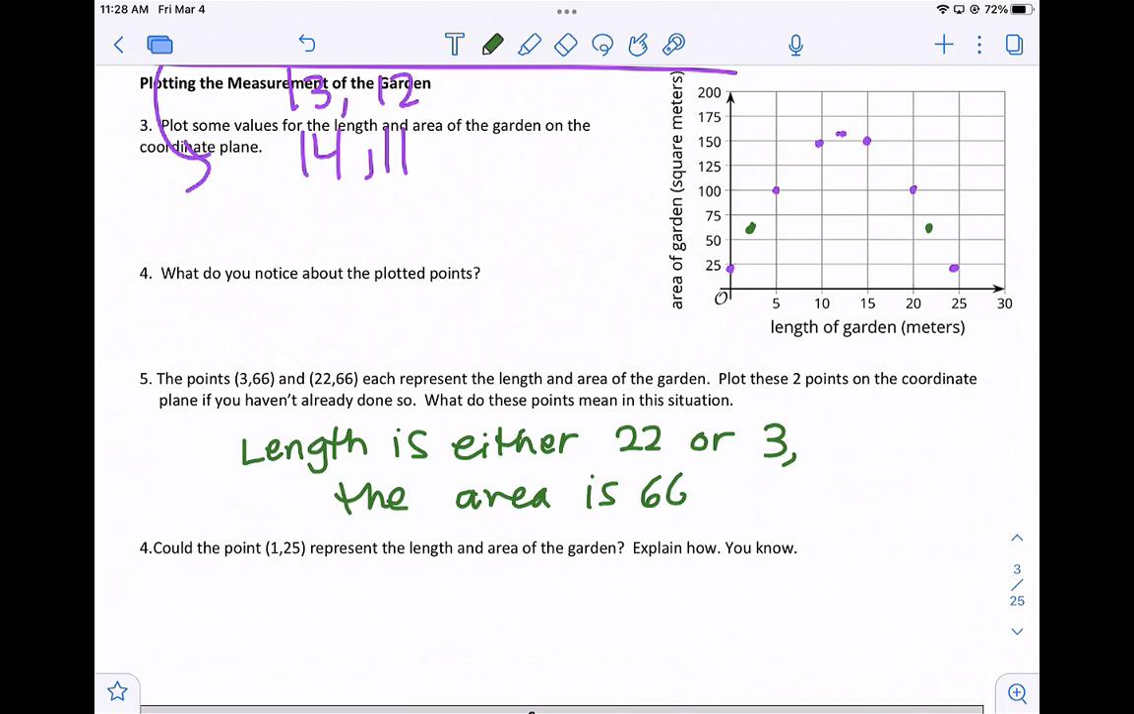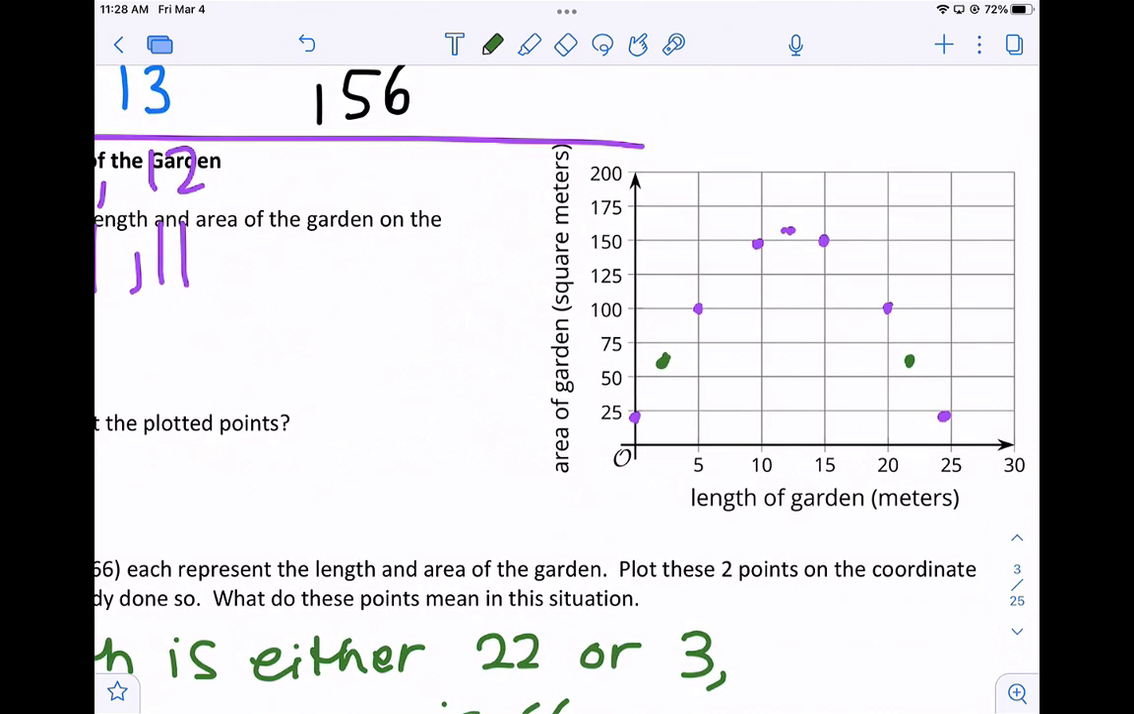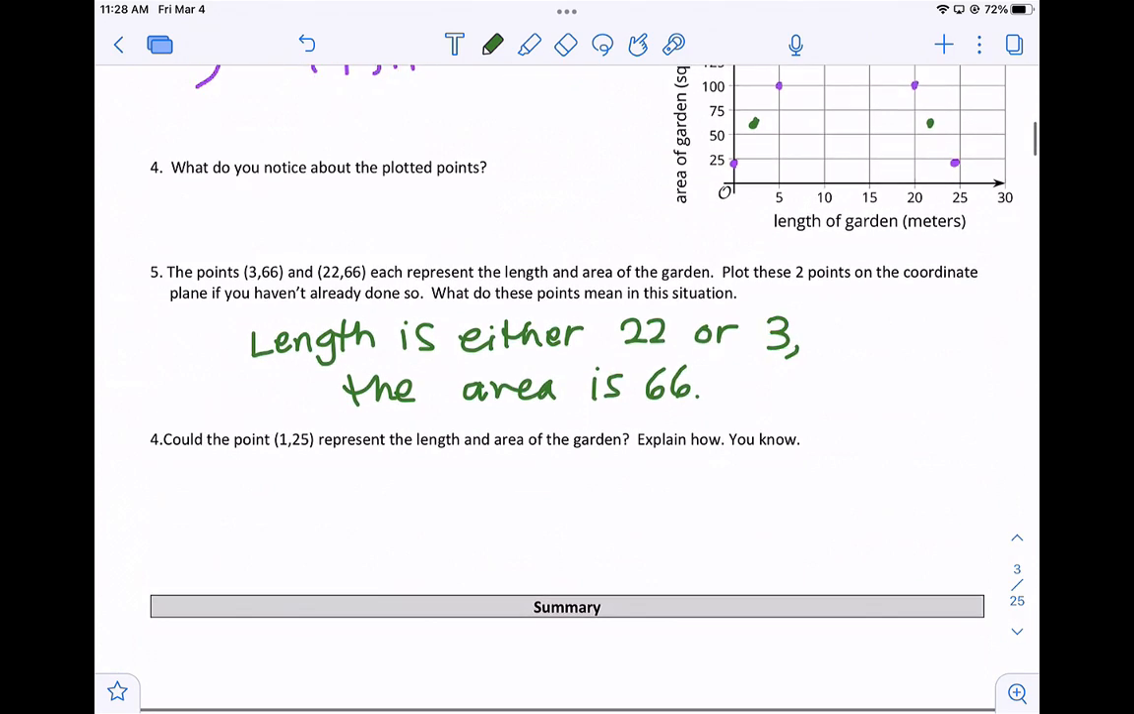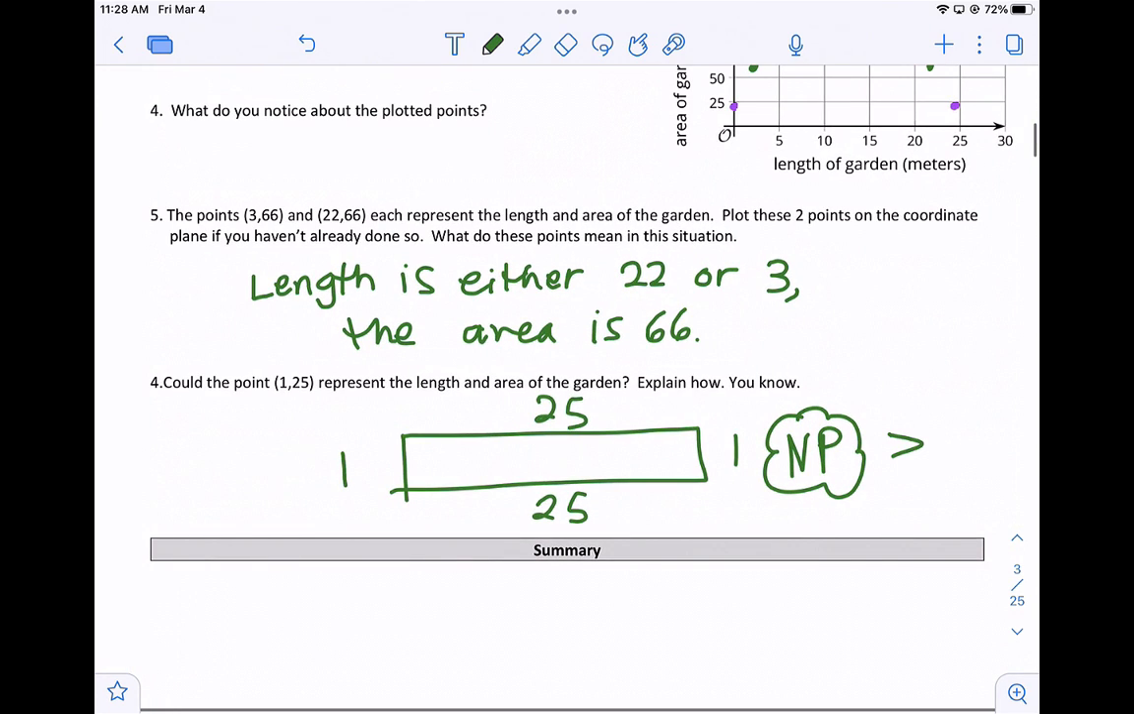Could the point (1, 25) represent the length and area of the garden? Explain how you know. Okay, one way is we could draw it out, right? So 1 and 25. And we know this is not possible because this area is greater than 50. So we know it doesn't work.